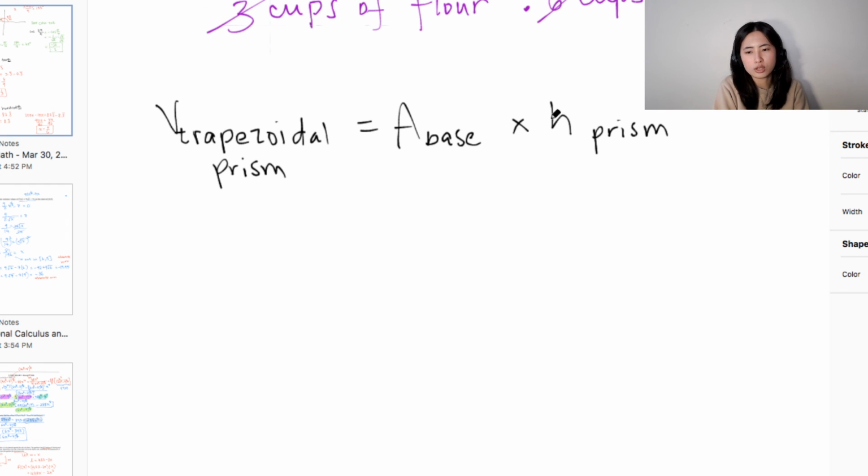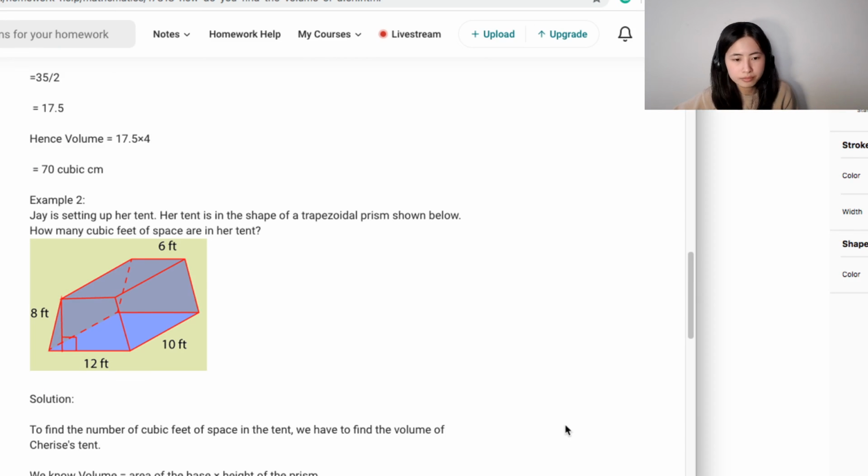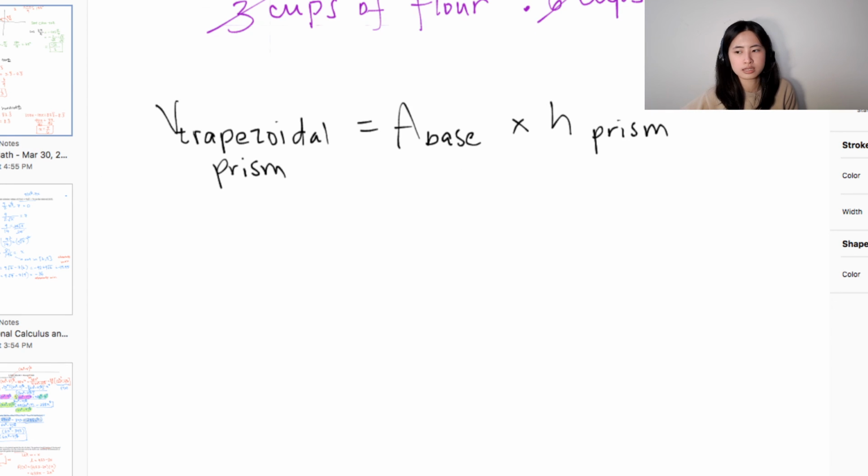The only reason why I'm trying to emphasize that this is the height of the prism is because your trapezoid does have a height as well, right? Which is used to look for the area of the base. So when you go back to this, if you're looking at this trapezoid itself, it still has a height, which is 8, right? But if you're looking at the prism, when you flip this up, you would get 10 as the height of the prism. So those are two different heights.